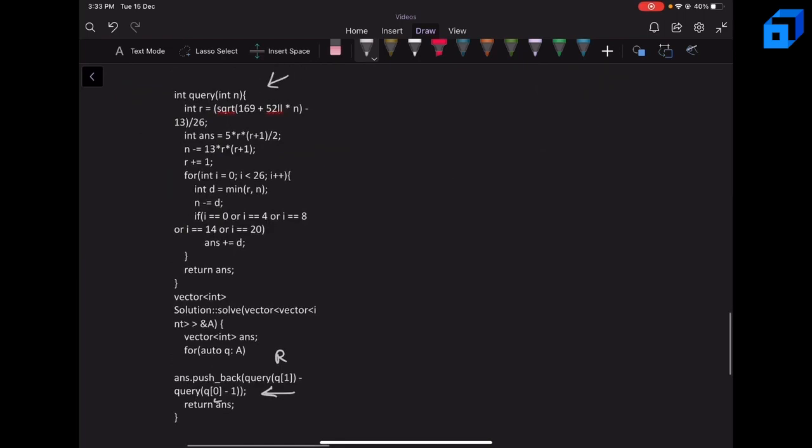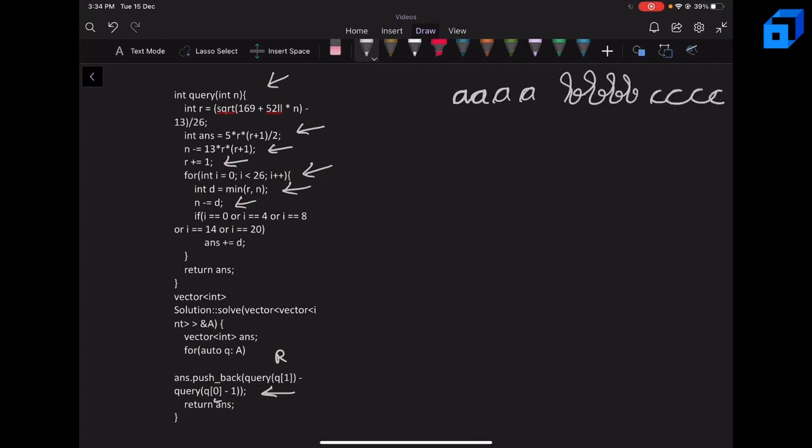Now we initialize our answer as 5 into r plus 1 by 2, because we have r complete blocks and the first block will give us 5 vowels, then the second block will give us 5 into 2 vowels and so on. The rth block will give us 5 into r vowels. We subtract 13 into r plus 1 from n and we increment r by 1. That means now our blocks will be of size r plus 1. Now we iterate from 0 to 26. We set d as minimum of r, n and we subtract d from n. So d is the characters that we can take. So we have first r As, then r Bs, then r Cs and so on.